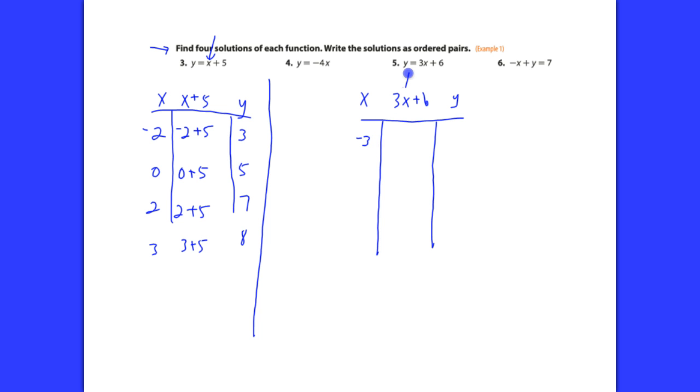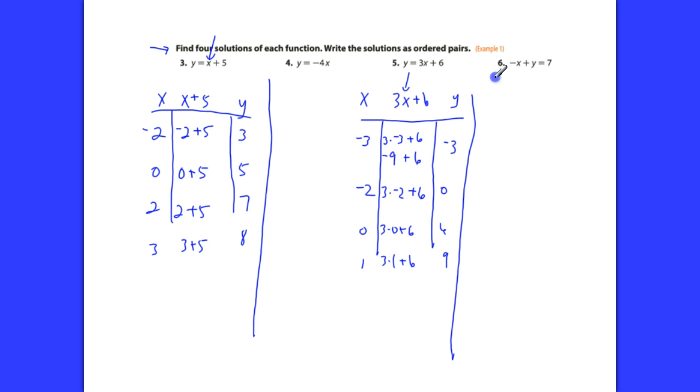So if I put negative 3 in for that x, you'd have 3 times negative 3 plus 6. That's negative 9 plus 6. That comes out to be negative 3. So that's the ordered pair negative 3, negative 3. Another value I picked for x was negative 2. So you have 3 times negative 2 plus 6. That's negative 6 plus 6. That's 0, right? Let's pick 0. 3 times 0 plus 6. That's an easy one, 6. And if we pick 1, 3 times 1 plus 6, that's 9 is what that came out to be.